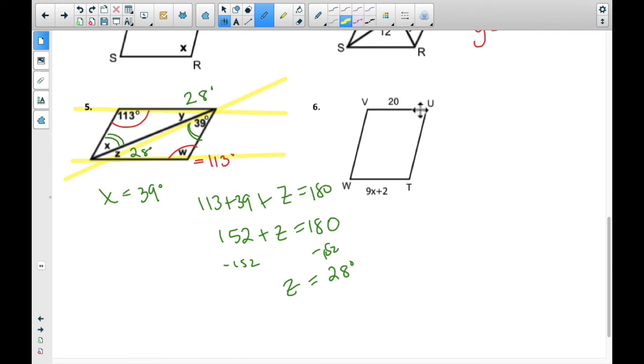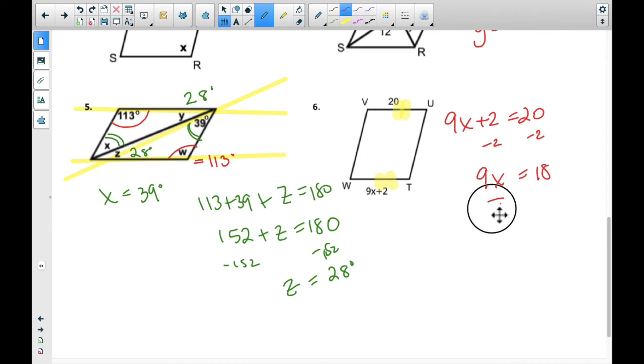The last one here is not as long. This side is congruent to this side. And so we can just say that 20 equals 9x plus 2. Or maybe 9x plus 2 equals 20. So if we subtract 2 from both sides, we get 9x equals 18. We divide by 9, and that gives us x is 2.